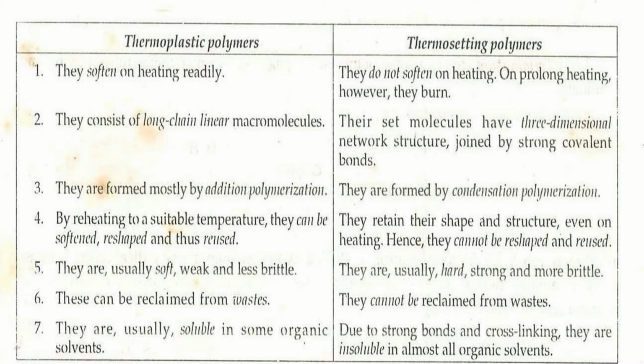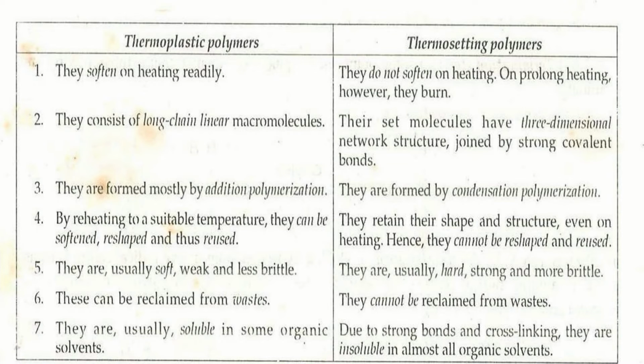Thermoplastics are formed mostly by addition polymerization. Thermosetting polymers are formed by condensation polymerization. Thermoplastics, when heated, can be softened, and by cooling to normal temperature they can be hardened. But thermosetting polymers do not retain their shape and structure on heating.